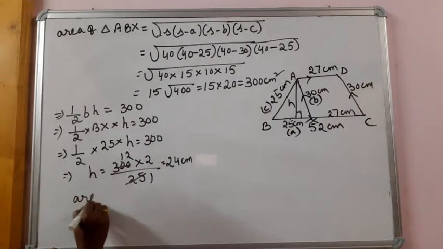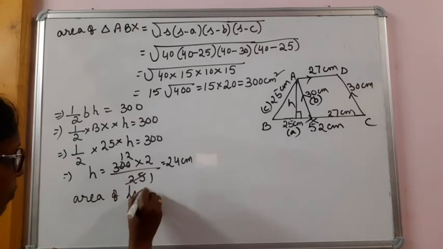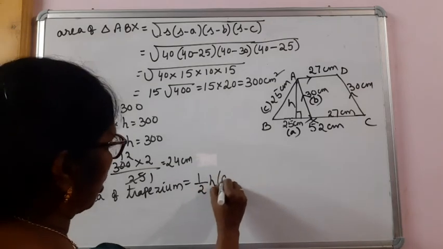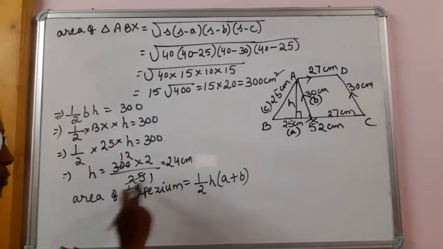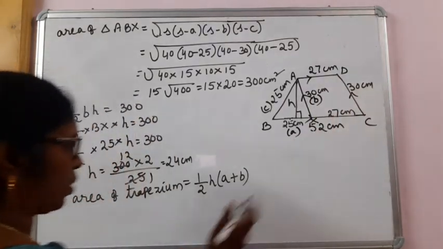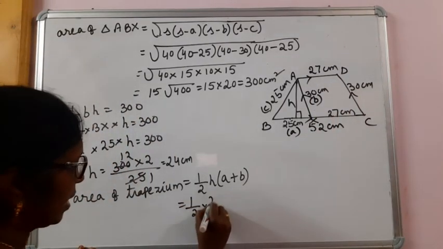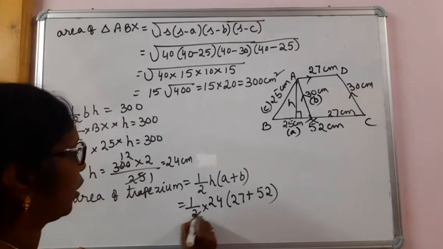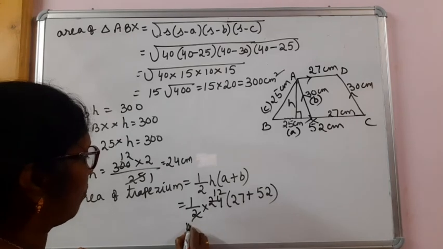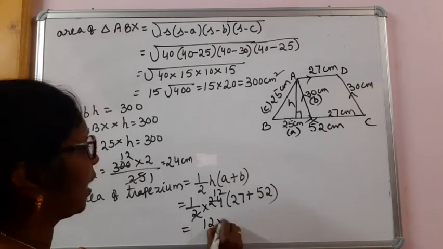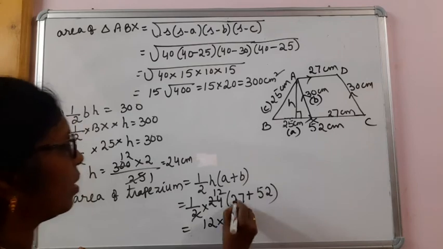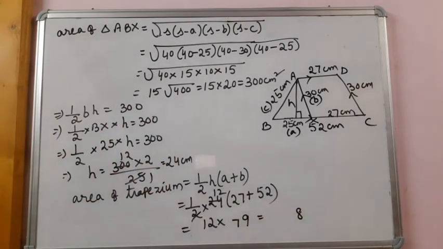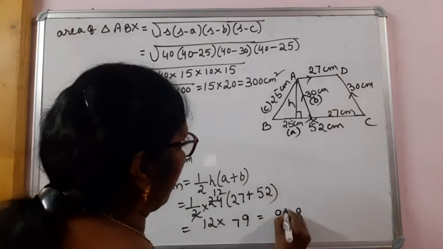Now let us use the formula for the area of a trapezium, which is needed for us. So area of trapezium is half h into (a plus b). Here for the trapezium, a and b are these two sides. Half of h is 12, and the two parallel sides are 27 and 52, so 79. So 12 into 79. 12 nines are 108, carry 10. 12 sevens are 84, plus 10 is 94. That gives 948.